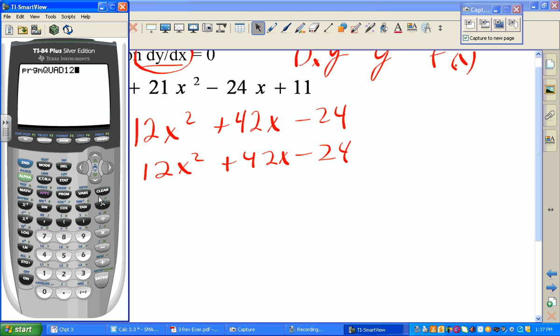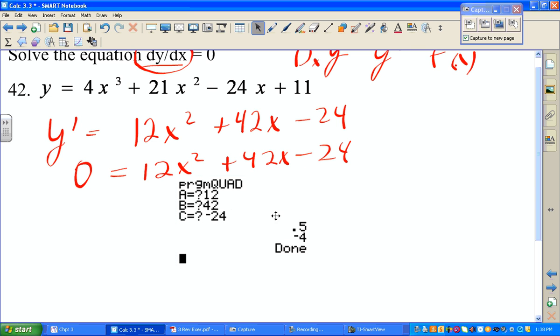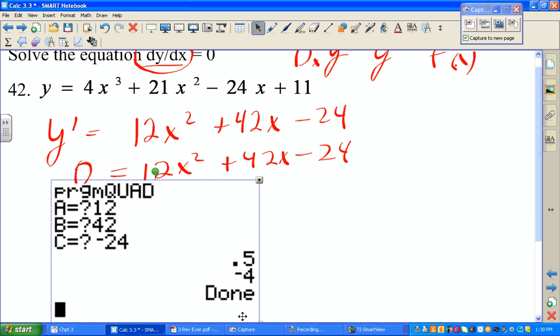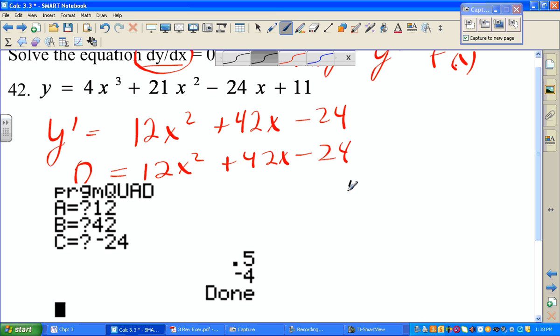Okay. Delete, enter. 12, 42, negative 24. Okay. On this one, do both points work? 1/2 and negative 4. They do. It's not that difficult to see why.